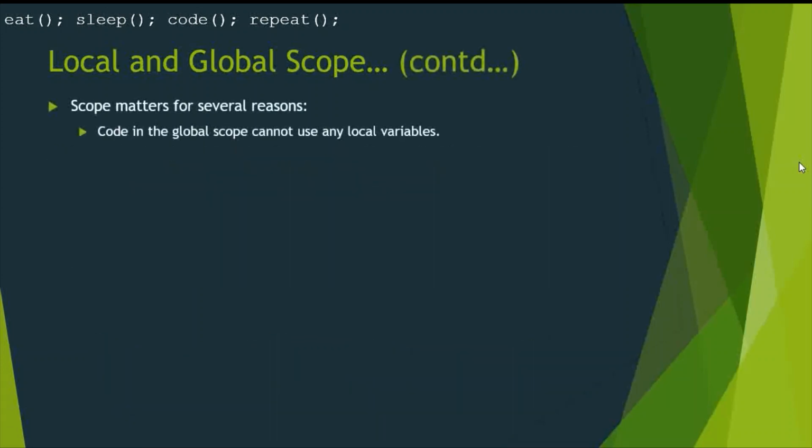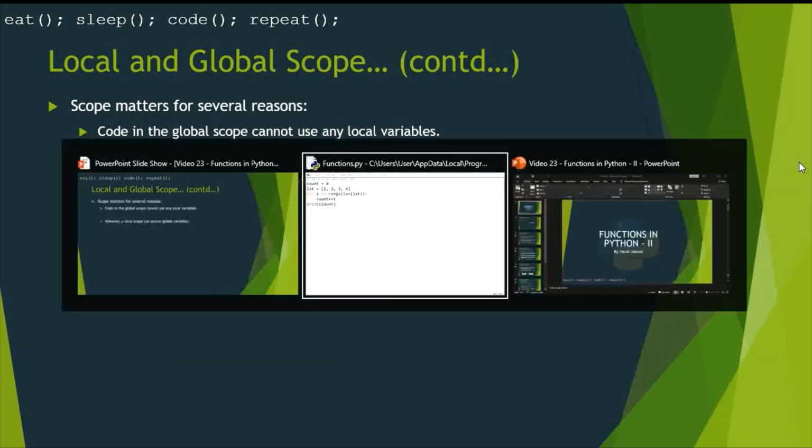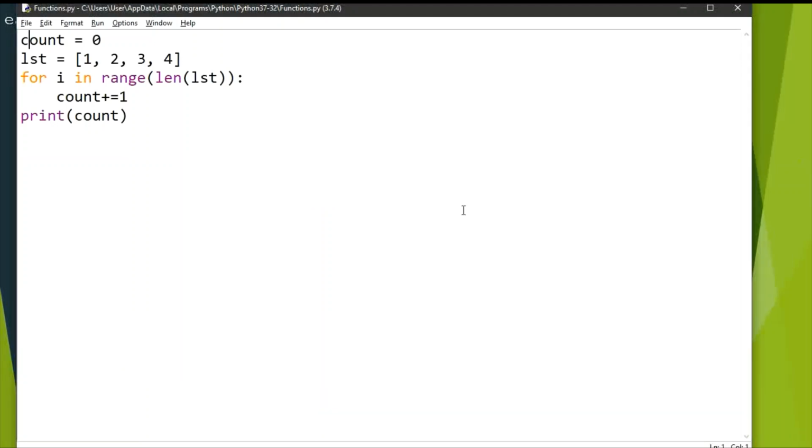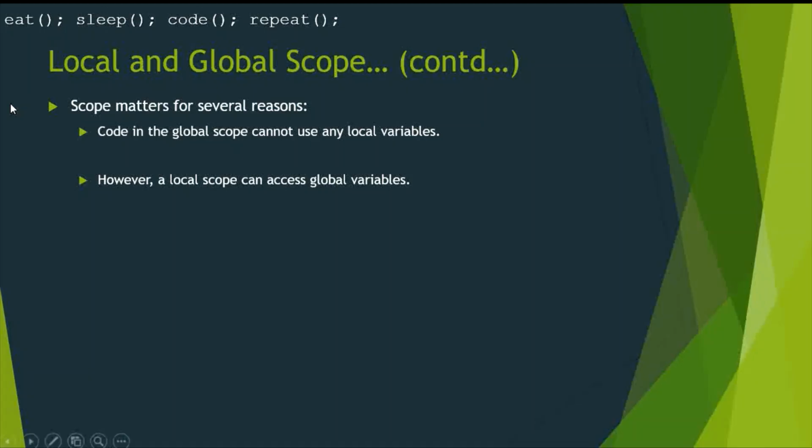Moving forward, local and global scope matters for several reasons. As I told you, the global scope cannot use any local variables. However, a local scope can access a global variable, as here. So this is a global variable which is used inside a local scope. Do you get what I mean?